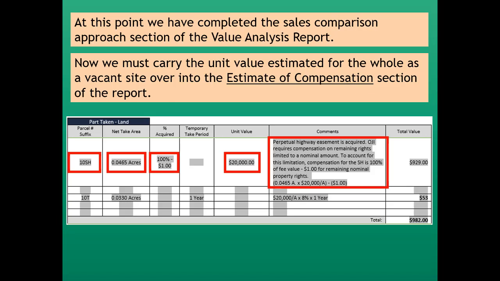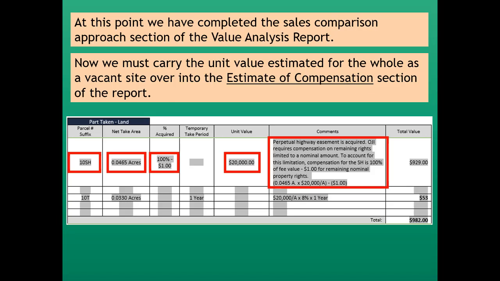OJI, Ohio Jury Instruction, requires compensation on remaining rights limited to a nominal amount. To account for this limitation, compensation for the SH is 100% of fee value minus $1, which is accounting for the remaining nominal amount of the property rights. And that all is done so we can comply with Ohio Jury Instruction.